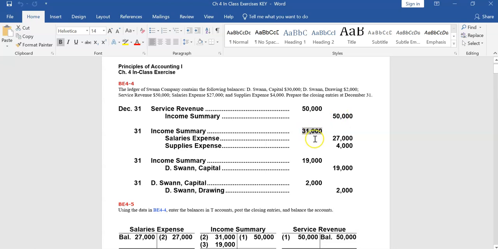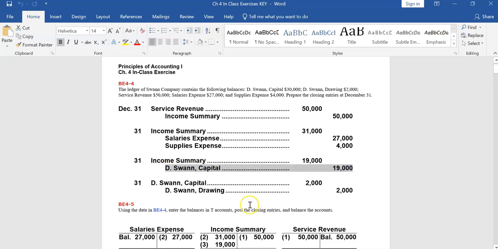Our third closing entry will then close out the income summary account. What we did is summarize the income in the income summary account. It was left with a credit balance of 19,000. To close out that credit balance, we are going to debit that account. By debiting income summary, we are transferring the total amount of income out to the capital account, crediting the capital account.